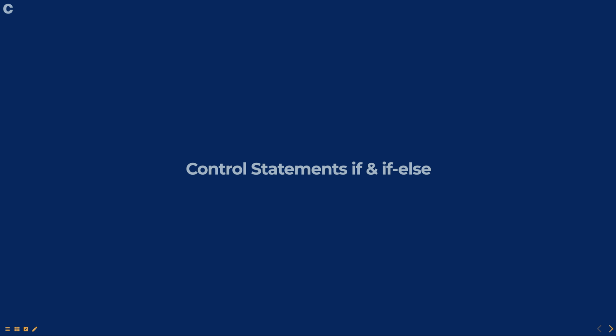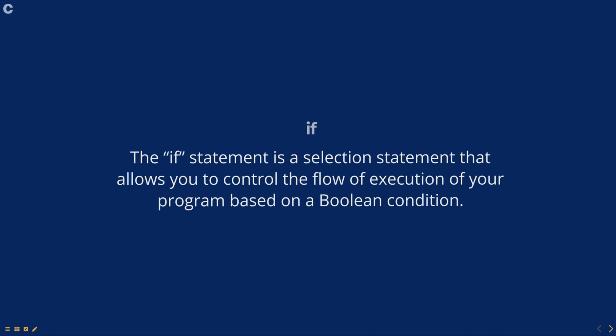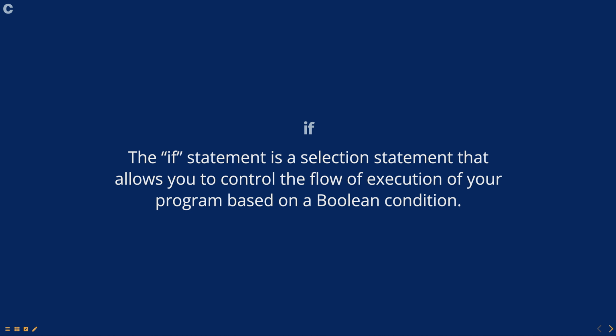Hello everyone. Today we are going to talk about control statements, if and if else, part of the programming in C course. In C, the if statement is a selection statement that allows you to control the flow of execution of your program based on a Boolean condition.